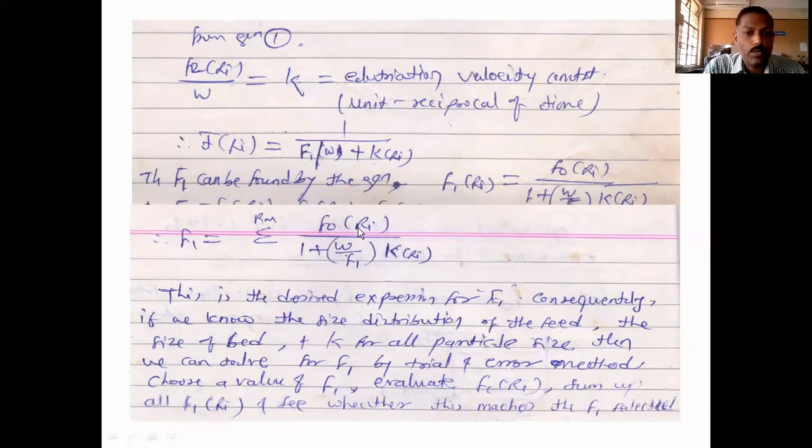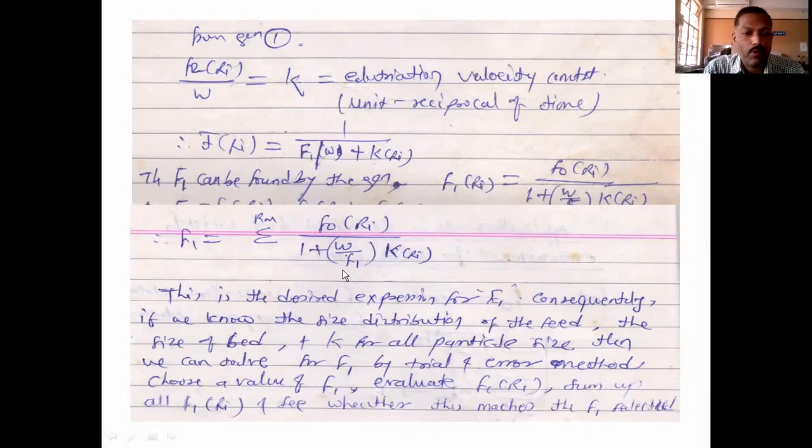F1 is equal to summation of F0 Ri upon 1 plus W upon F1 into K Ri. This equation we need to remember, and this T bar equation we also need to remember. So this is the desired expression for F1. To calculate this F1 we can use the trial and error method. If we know the size distribution of the feed, the size of the bed, and K for all particle sizes, then we can solve for F1 by trial and error method.